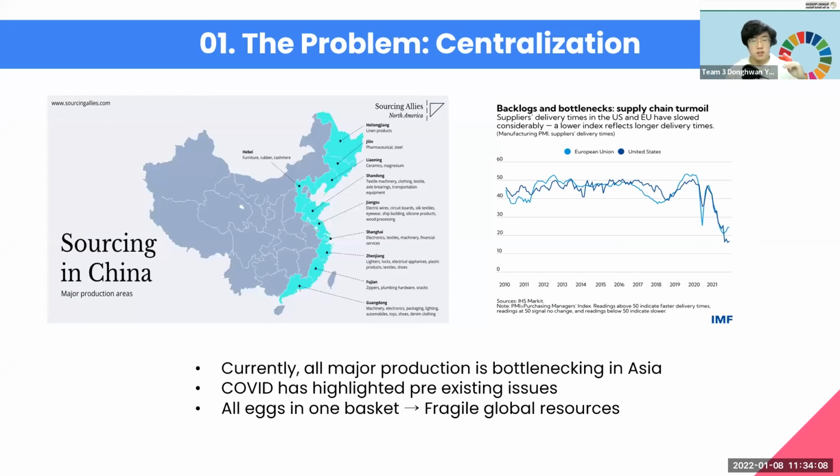The problem I would like to introduce is resource centralization. Currently, almost all major production happens in China or surrounding Asian territories. This leads to a bottleneck problem of all of our resources funneled through one country. COVID has only highlighted this problem, with many factories closing their doors and stopping production, leading to a massive break in the global supply chain.